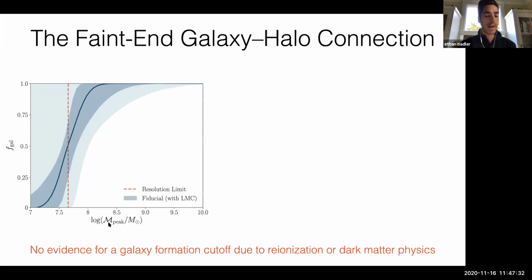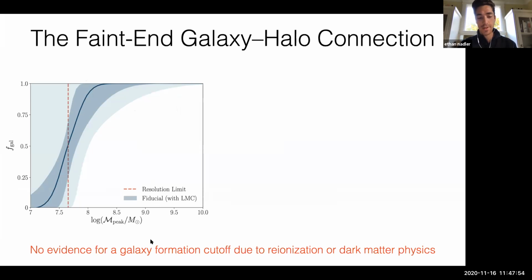So this is the fraction of these low mass dark matter halos that host an observable satellite galaxy. Again, the posterior from our fit here is shown in blue. The really remarkable thing is that the data is consistent with every halo hosting an observable galaxy, essentially down to the resolution limit of our simulations.